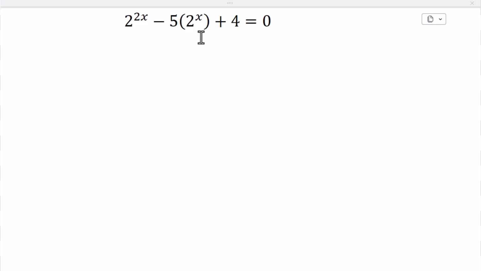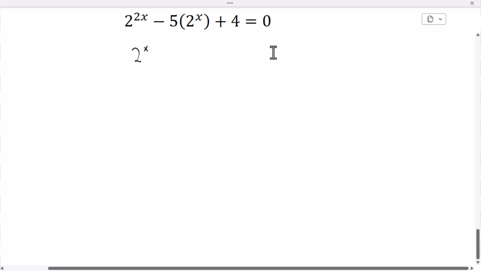Now let's start. To find the value of x, I'm going to have to rewrite the entire expression. In writing that, I'm going to have 2 to the power x all to the power 2 minus 5 multiplying 2 to the power x plus 4 is equal to 0.